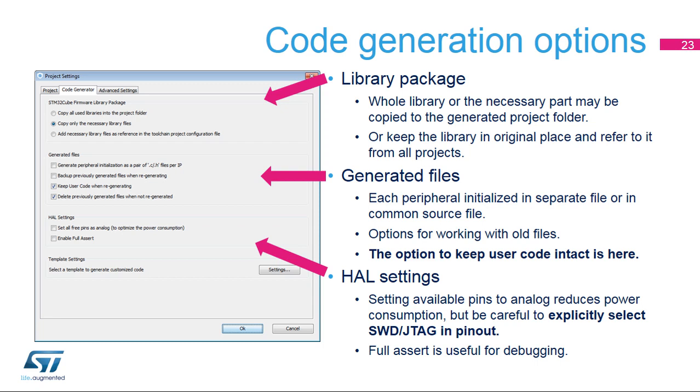The Set All Free Pins as Analog setting helps lower power consumption, but if the SWD JTAG interface is not specifically selected in the Pinout tab, this option will disable the debug interface. Full Assert enables checking the parameters passed to the HAL functions and may help reveal some bugs in the user code without an excessive debugging effort.